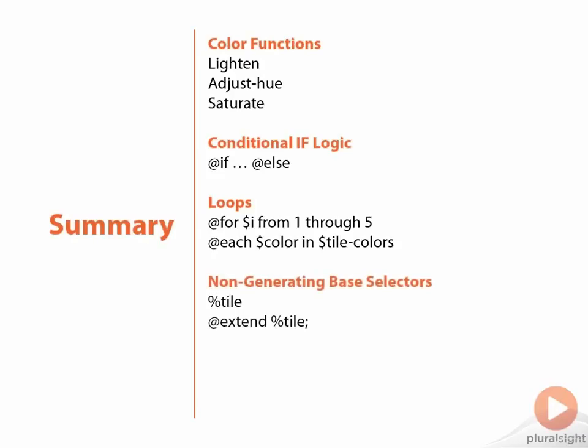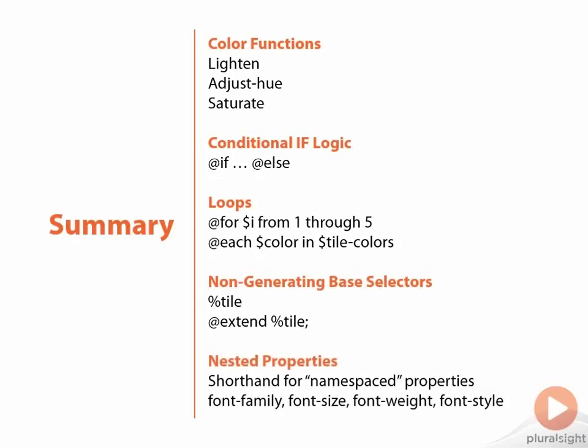Next, we saw how to prevent SAS from generating selectors when we're using inheritance by replacing either the class or ID selector with a percent mark, and how when we reference this using extend, we also replace the percent mark. And finally, we looked at nested properties and how this is a shorthand for creating groups of namespaced properties. So for example, this could include the font namespace, such as font family, font size, font weight, and font style.